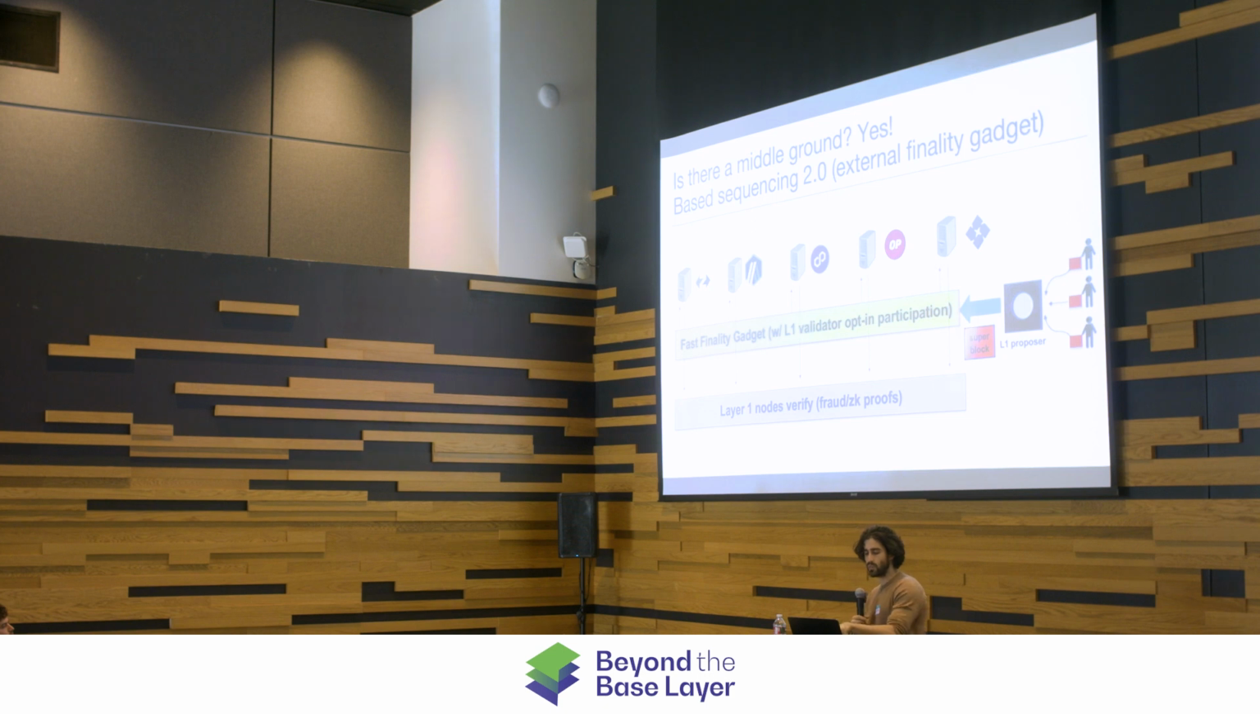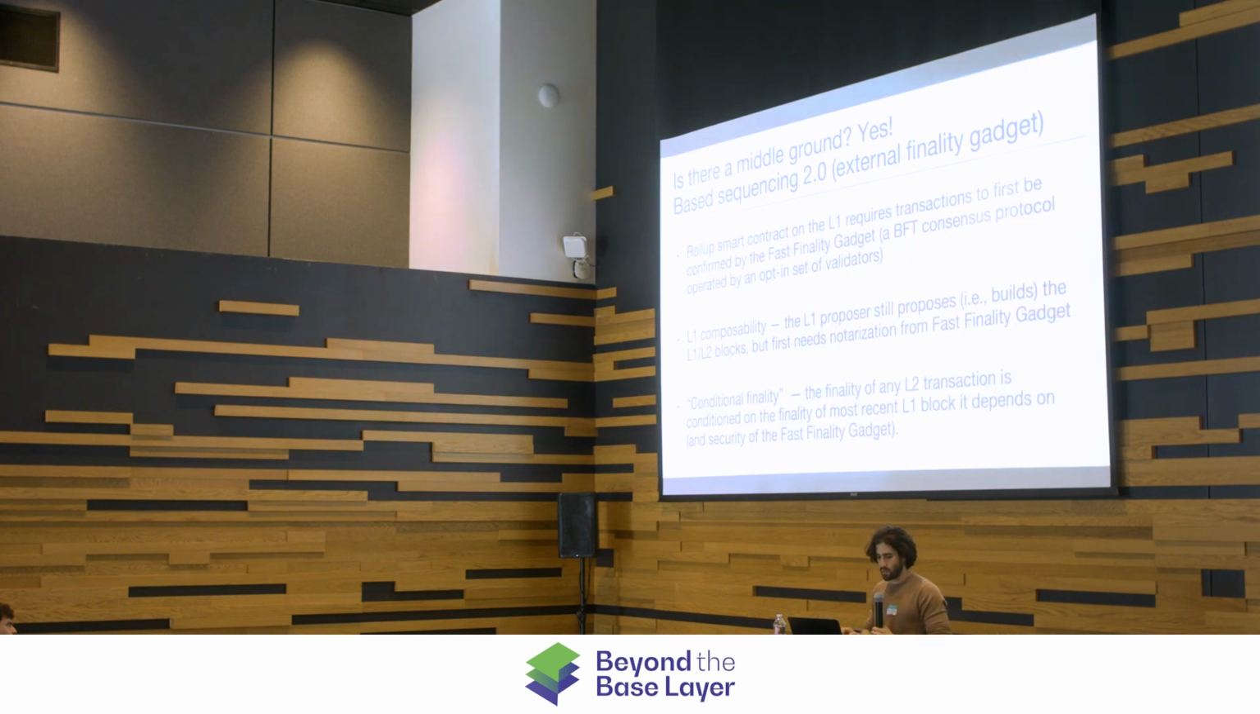What happens here is the L1 proposer from the layer 1 is now collecting the transactions. It's producing the super block for both the rollups and the layer 1. But what it's additionally doing is it's getting the approval of this fast finality gadget. So a rollup smart contract on the layer 1 will require transactions to be first confirmed by this fast finality gadget, which is a BFT consensus protocol.